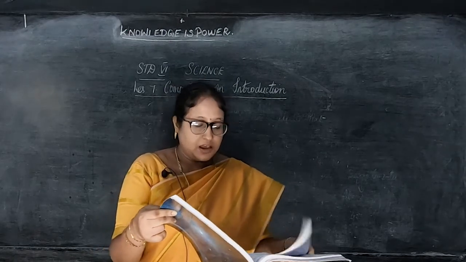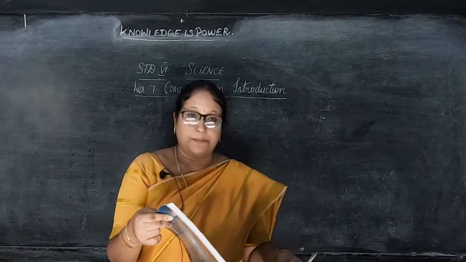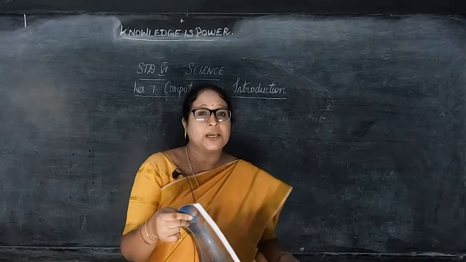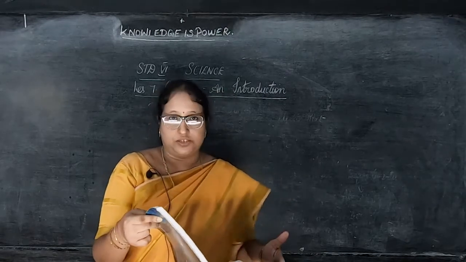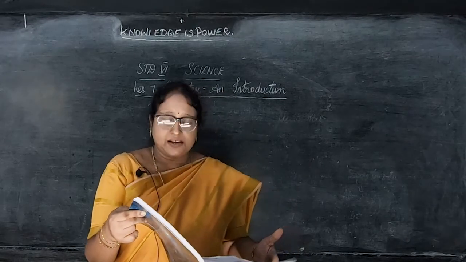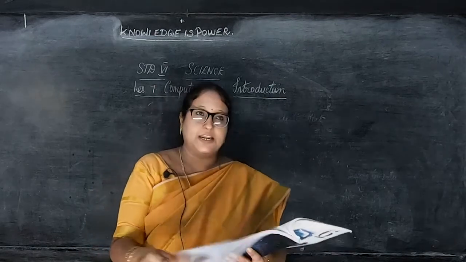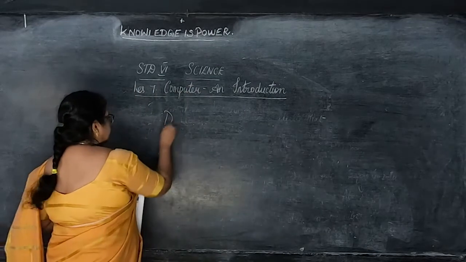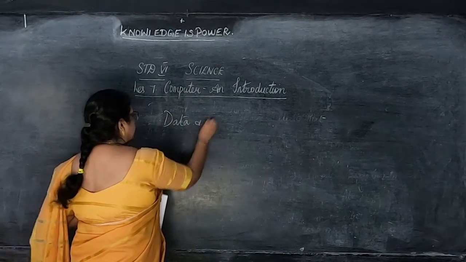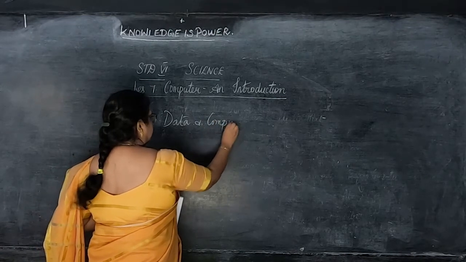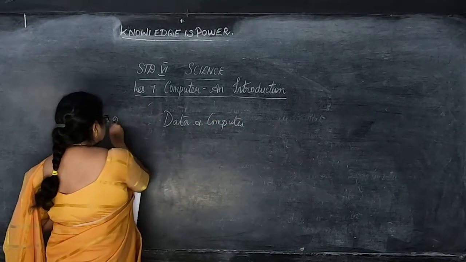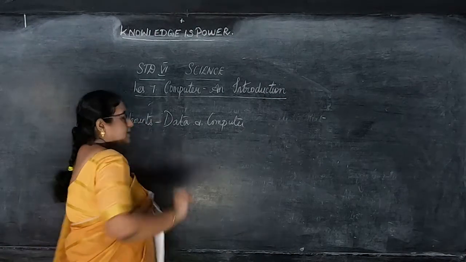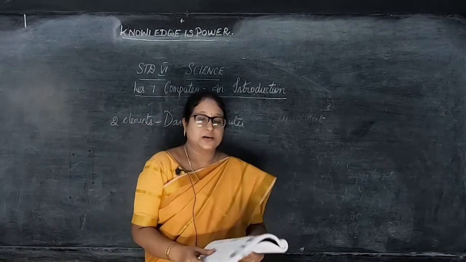Selvi said, sir, I am very eager to know more about the present computers which we use. Present means now, which we are using. Teacher said, data and information are the two important elements in the computers. What are the two important elements, children? Data and information.